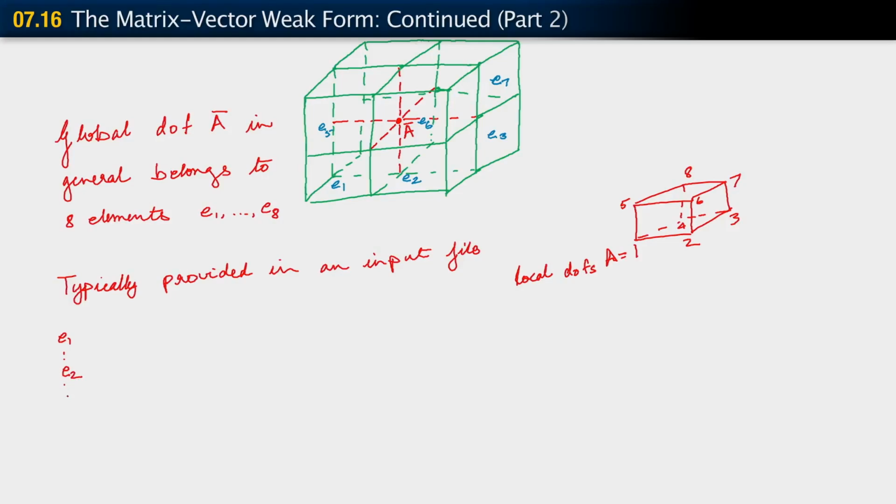You may have E3, E4, E5. Maybe they're not all sequential. You have E6, E7. Sorry. E7. I think I'm running out of room here, so let me just give myself more room.